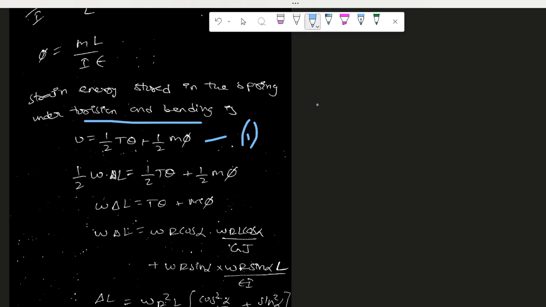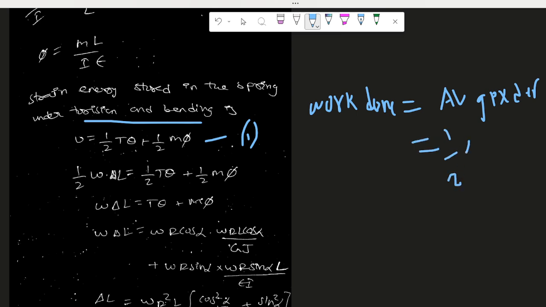Average load equals work done. The formula is work done equals average load into deflection, so here it is half of load into deflection. It is denoted by U. This is equation number 2.